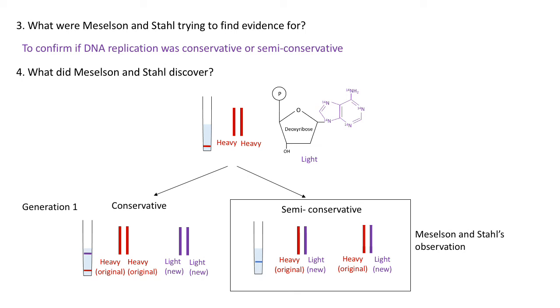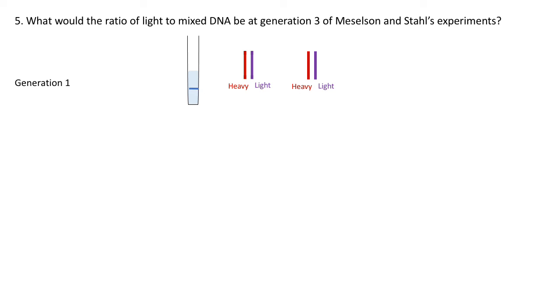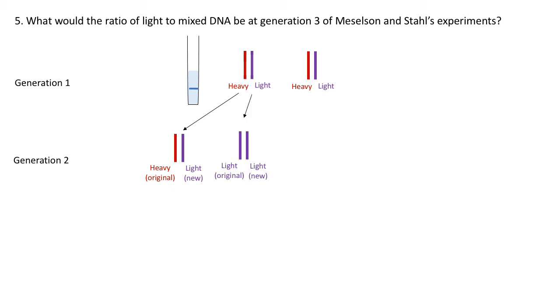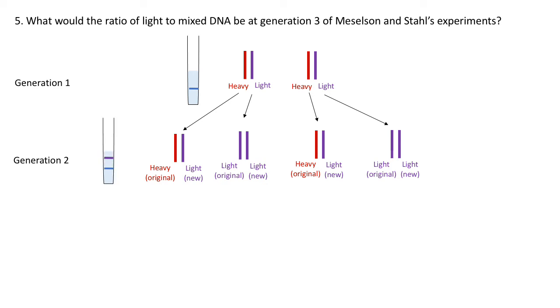So finally, let's move on to question 5. If Meselson and Stahl continued the replication, what would they observe at generation 3? So we know what we get with generation 1. We get a heavy and light chain. And if we allow that to replicate with light nucleotides, this is what we'd get. So that heavy strand would produce a new light strand, and that would combine. The light strand would produce a new light strand, that would combine, and the same with the other strand. And so in the centrifuge tube, we'd get this result. We'd have a mixed strand, but we'd also see the light strands.